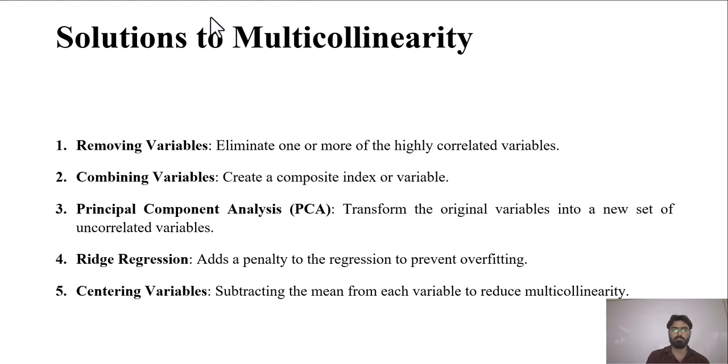In our today's lecture, we will be discussing what are the possible solutions for multicollinearity. Basically, the first solution for multicollinearity is removing variables. When you apply different tests to check the existence of multicollinearity and you find out which two variables are causing high multicollinearity, then drop one of them from your model and it will resolve the issue of multicollinearity.